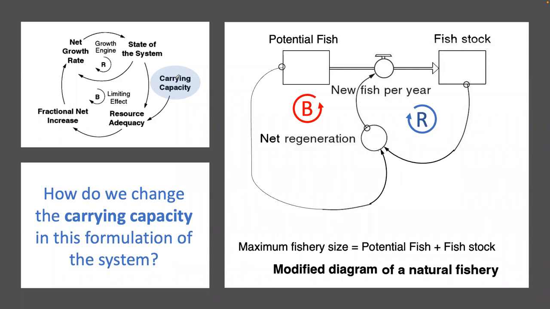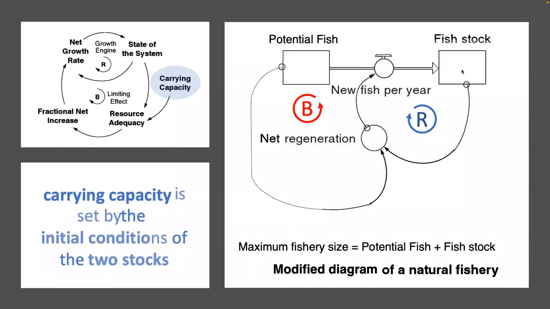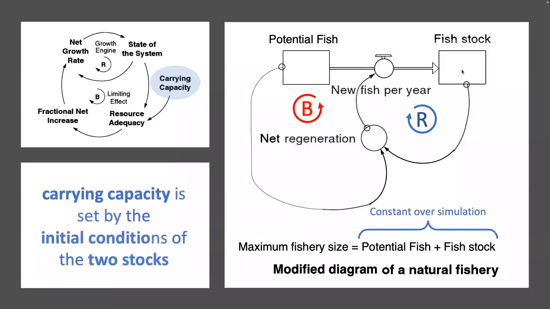If I were to ask you on a final exam, what's the carrying capacity of this system? And I were to show you that at a certain snapshot there would be 100 potential fish and 500 fish, then you know that 600 would be the carrying capacity of this system. Okay. All right. So that's all I'm saying here.